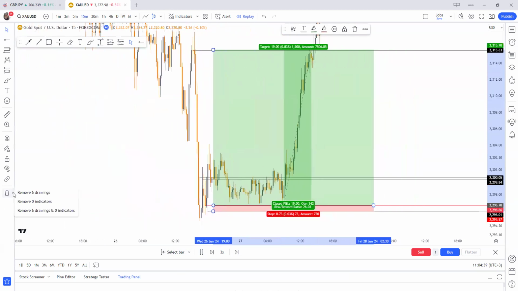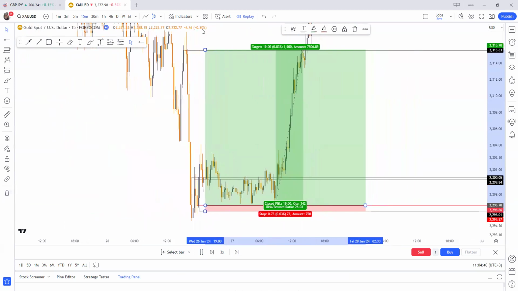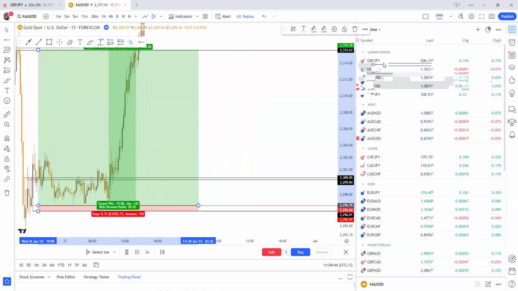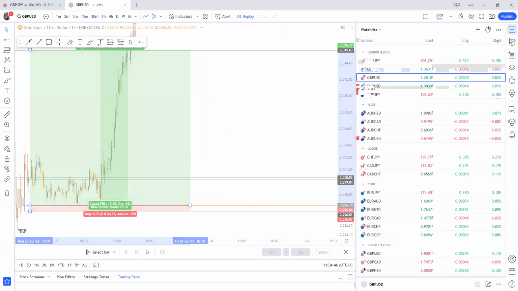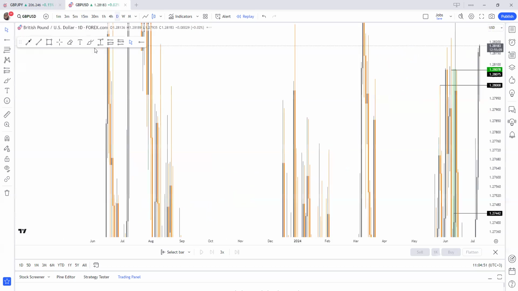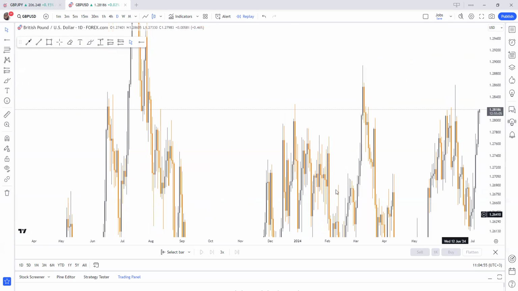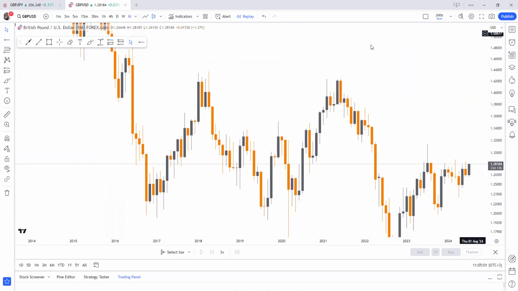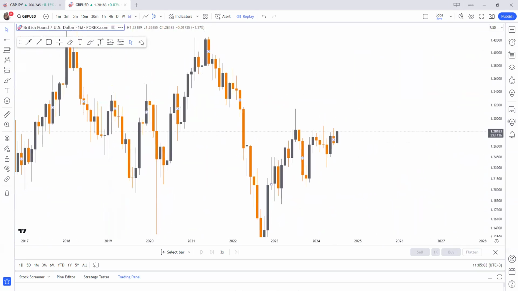Let us see some more examples. I think we have again on the GBP USD one of the trades that happened a long way back. So I see on GBP USD we still have some more movement to the upside. This was the monthly time frame. We had our shift at this point.